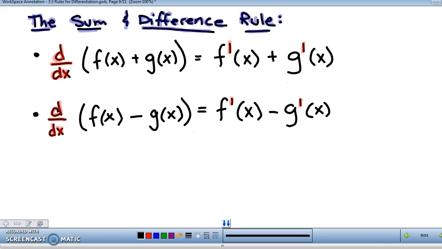Then we have the sum and difference rule. So the derivative of f of x plus g of x. In this case, notice that we have two different functions, the f function and the g function. Well, if we're adding them together, then the derivative of the sum is just the derivative of f plus the derivative of g. Same thing if we're subtracting, the derivative of f of x minus g of x is just f prime of x minus g prime of x.